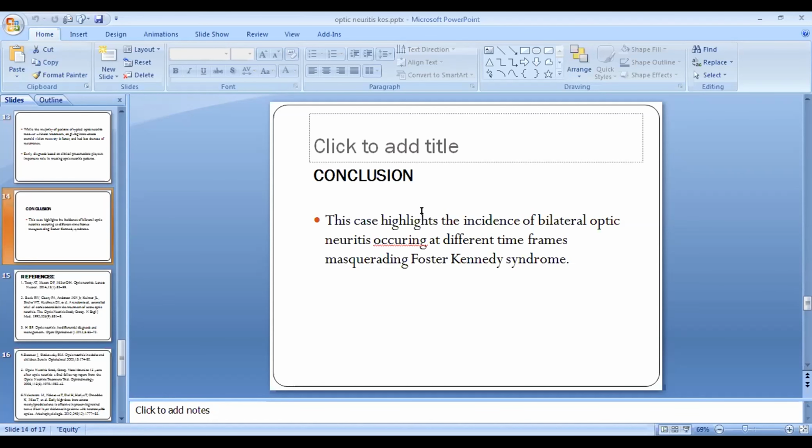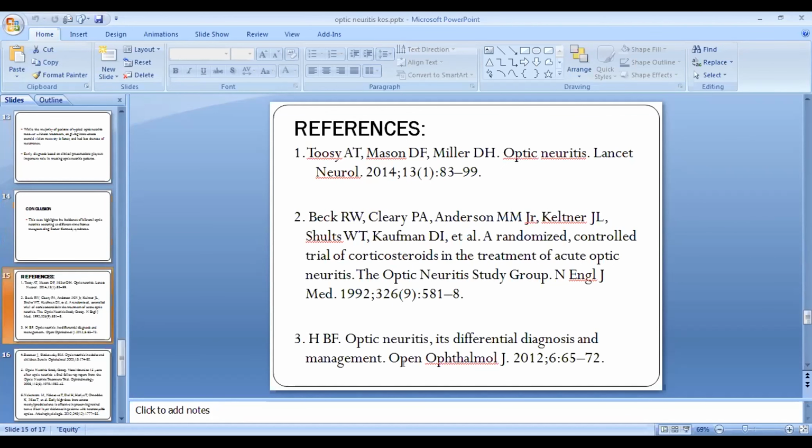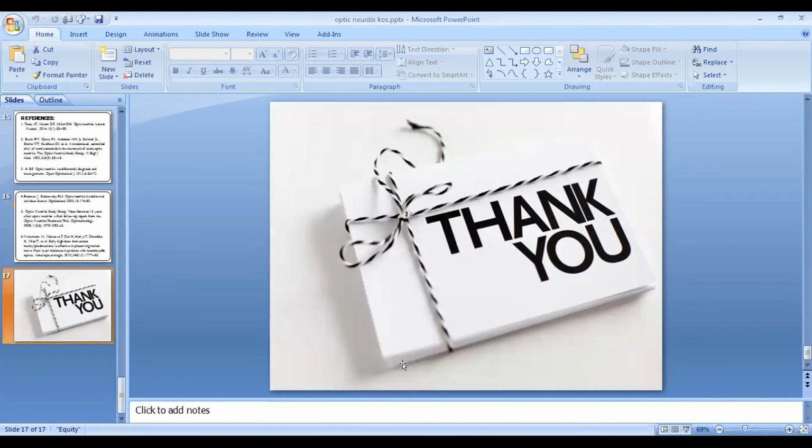Coming to the conclusion, this case highlights the incidence of bilateral optic neuritis occurring at different time frames, masquerading as Foster-Kennedy syndrome. These are my references. Thank you.